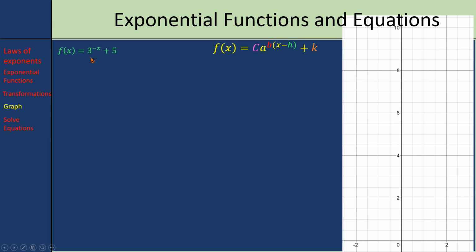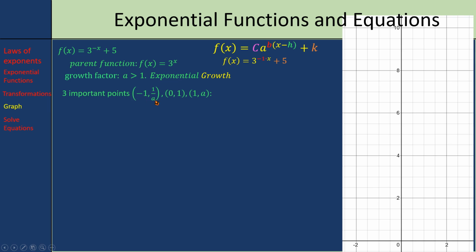Another one. Here I have 3 to the minus x, plus 5. And I put in here and compare what are the transformations. Negative x means -1 times x. The 5 in the back is the k. Okay, so the parent function is just 3 to the x. Again, this one is the growth because 3 is greater than 1.